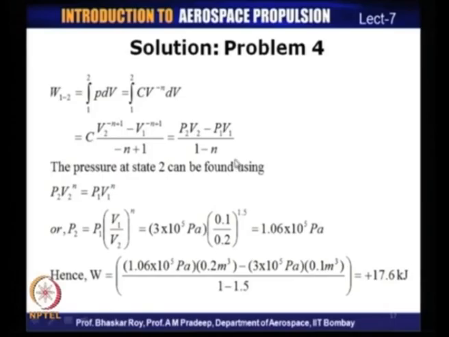So, work, as we now know, is P2 V2 minus P1 V1 divided by 1 minus n. Therefore, W is 1.06 into 10 raised to 5 pascals times 0.2 meter cube minus 3 into 10 raised to 5 pascals times 0.1 meter cube, divided by 1 minus 1.5. If you calculate this, you will get work done as plus 17.6 kilojoules.